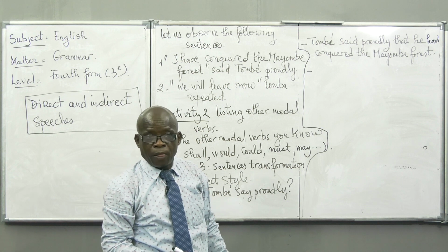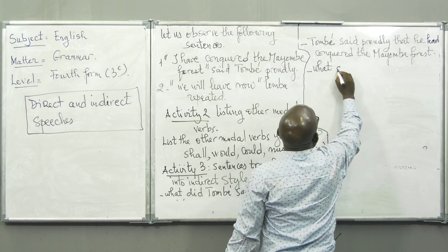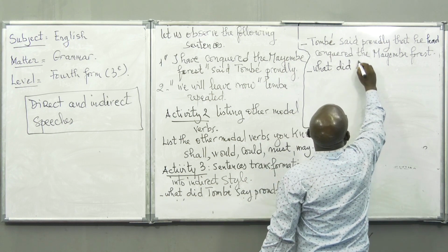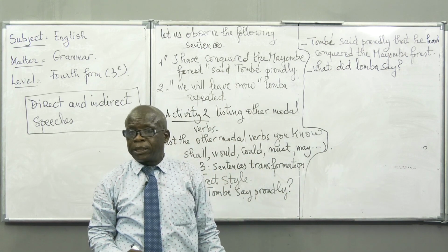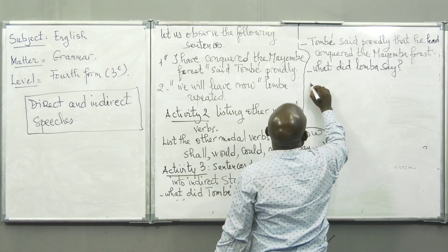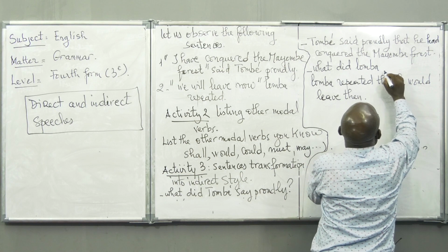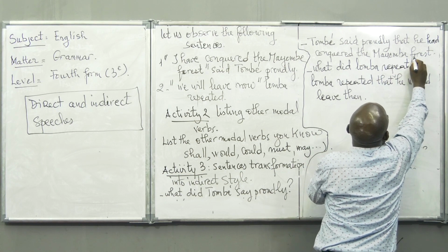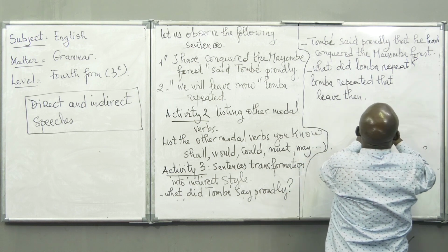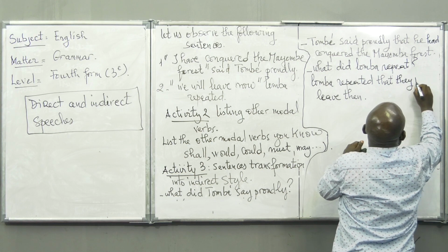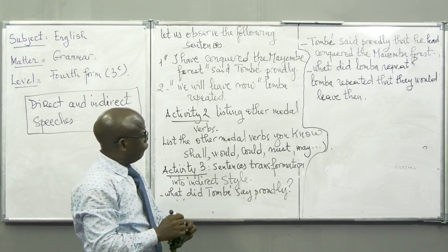What about sentence number two? Let's also ask a question. What did Lomba say? Okay. What did Lomba, let's correct, repeat? Question mark. Lomba repeated that they would leave then. They would leave then.